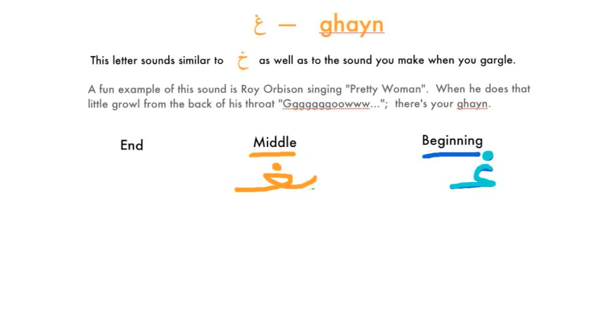At the end, in connected form, we write it like this. Don't forget the squared shape. And it connects to the letter which comes before it with this line. Independent form, which only comes at the end, is written like the final shape. It's like the combination of the beginning and the end shape. So we write it like this.